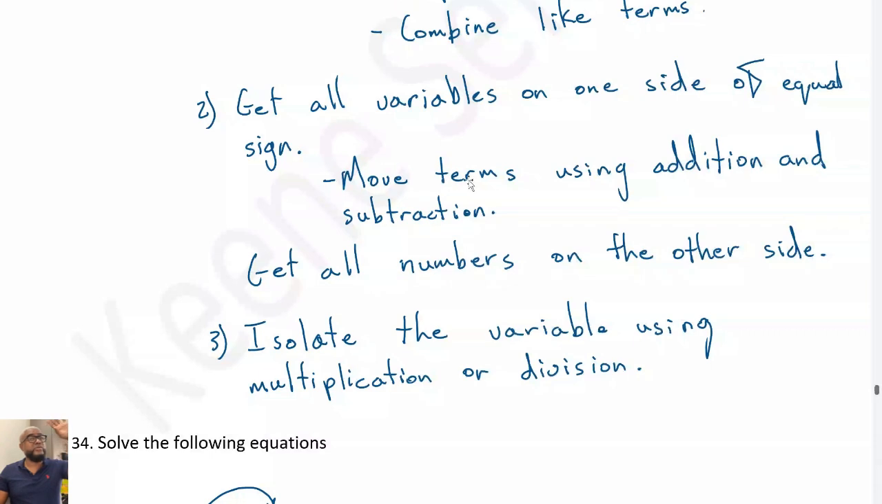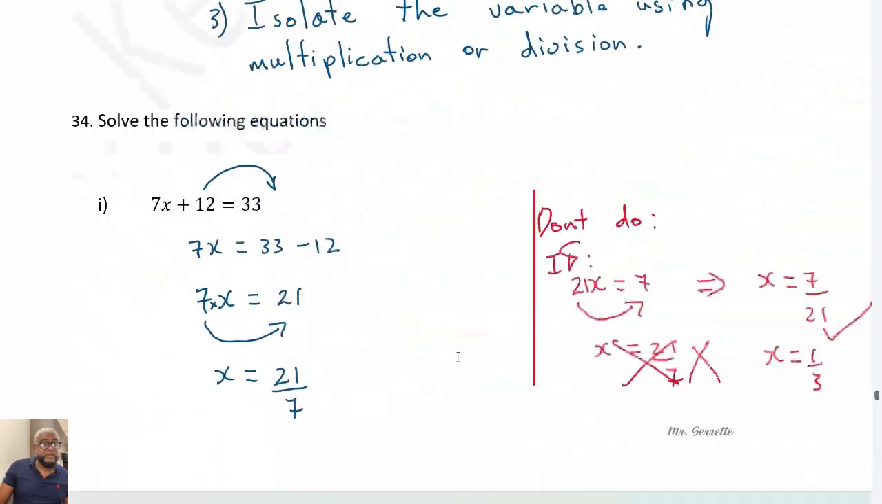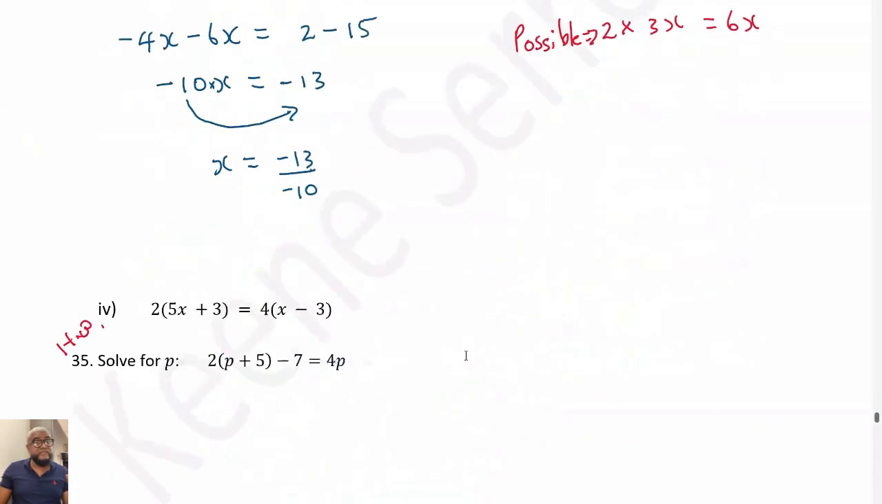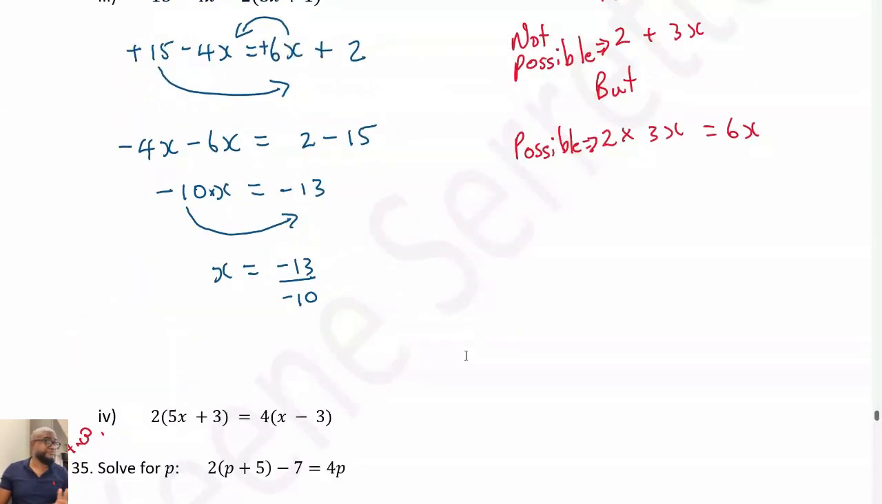Right? And we're going to move terms using addition and subtraction. That's like the first thing you did. Addition and subtraction is what we're dealing with. But here now, we're using multiplication and division to isolate the variable, meaning we don't want any number in front of the variable. So it's multiplication or division we're using below here.